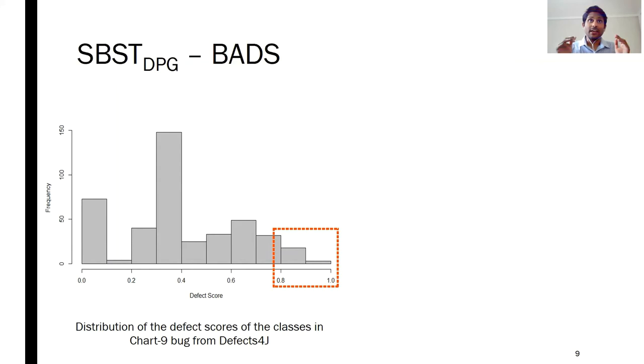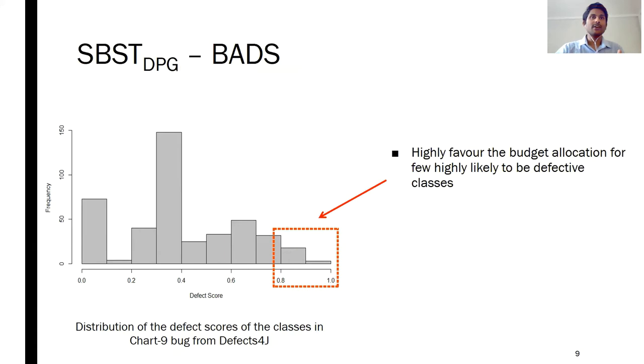To do that, we use an exponential function in BADS to allocate time budgets. In particular, the exponential function highly favors the budget allocation for the few highly likely to be defective classes, and it discriminates against the budget allocation for the less likely to be defective classes.